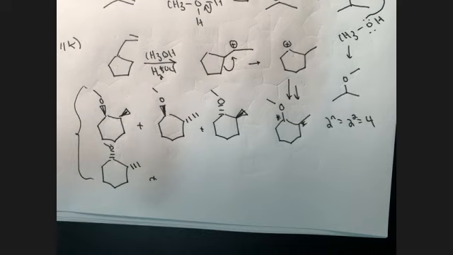All you guys should know that anytime you have a carbocation intermediate, especially with a 3, 4, 5-membered ring, always ask yourself, is there a ring expansion? Great, great question.